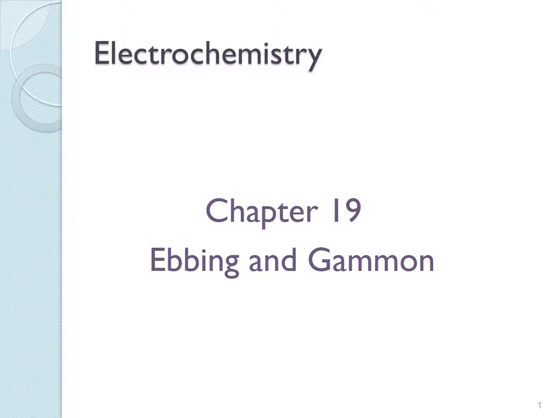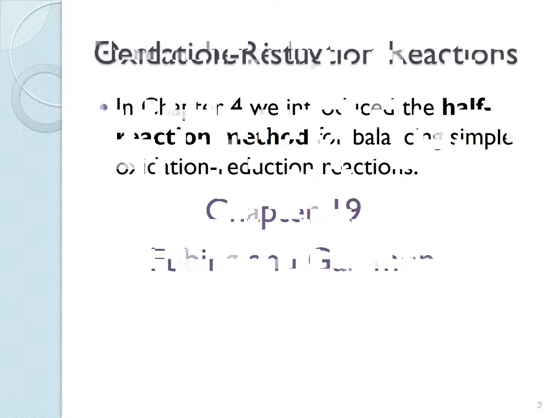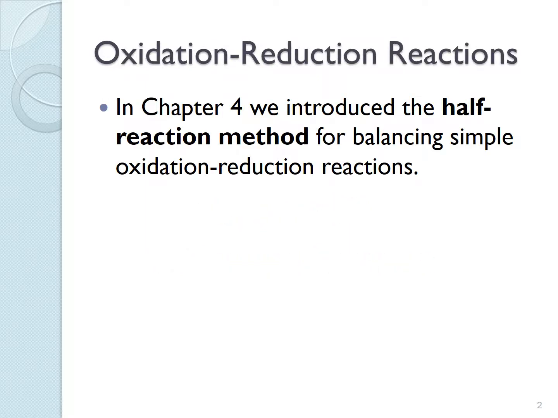For chapter 19, we're going to be switching gears here and talking about electrochemistry. In order to talk about electrochemistry, we need to review oxidation reduction reactions. So you might want to go back to chapter 4, look at oxidation reduction, look at oxidation rules, how you can tell if something's oxidized, how you can tell if something's reduced.